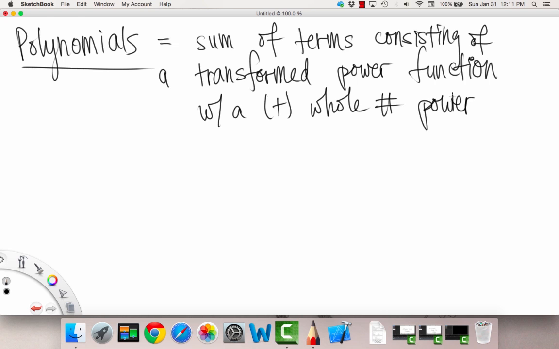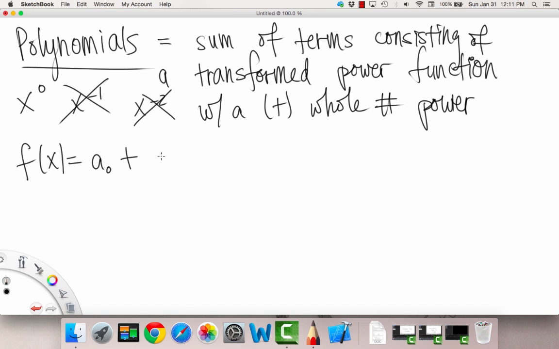What do I mean by this? That means that x to the -1 isn't allowed, and x to the -2 is not allowed. X to the 0 is allowed. That's fine, because we do have a term like that. The general form for a polynomial is the following. f of x is equal to a sub 0, plus a sub 1 times x to the 1, plus a sub 2 times x to the 2. And then you just keep going along, where the subscript matches the power, until you get to a sub n times x to the n.